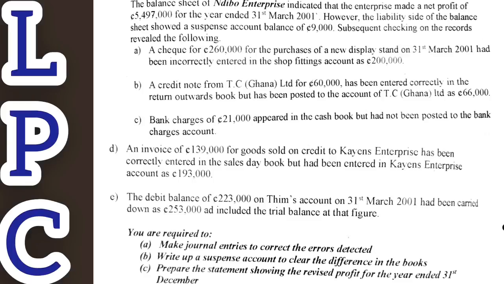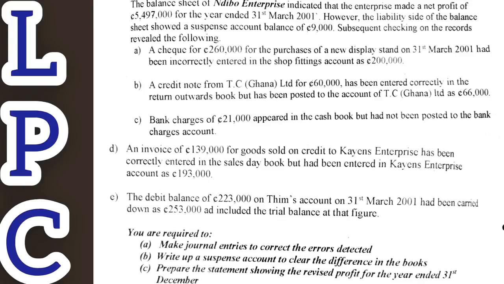A cheque of 260,000 Ghana cedis for the purchase of a new display stand on 31st March 2001 had been incorrectly entered in the shop fittings account as 200,000 Ghana cedis. A credit note from TC Ghana Limited for 60,000 has been entered correctly in the returns outward book but had been posted to the TC Ghana Limited account as 66,000. Bank charges of 21,000 appeared in the cash book but had not been posted to the bank charges account.